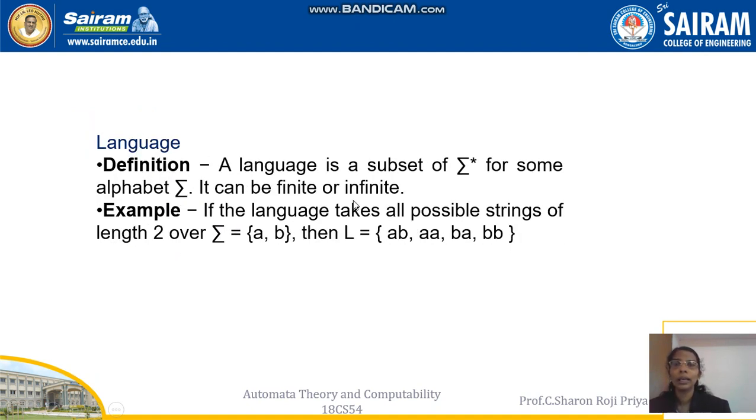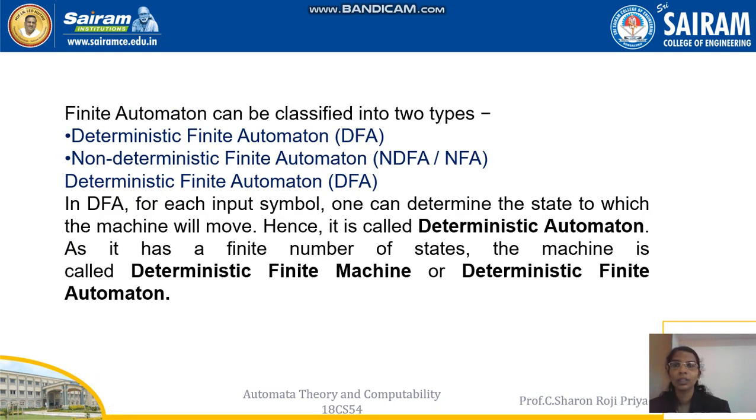Language. A language is a subset of sigma star. A language is a subset of sigma star for all possible alphabets. So as I said in the previous video, my finite automata. So what is finite automata? My model should have a finite number of states. Automata is a self-acting model. This model should have a finite number of states.